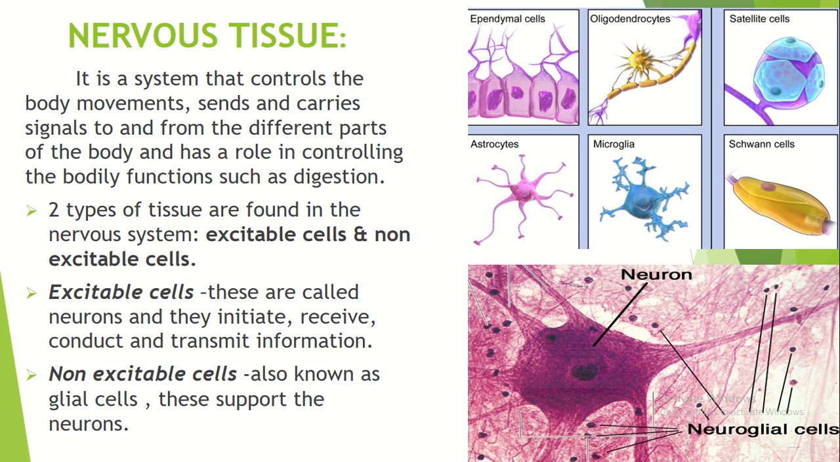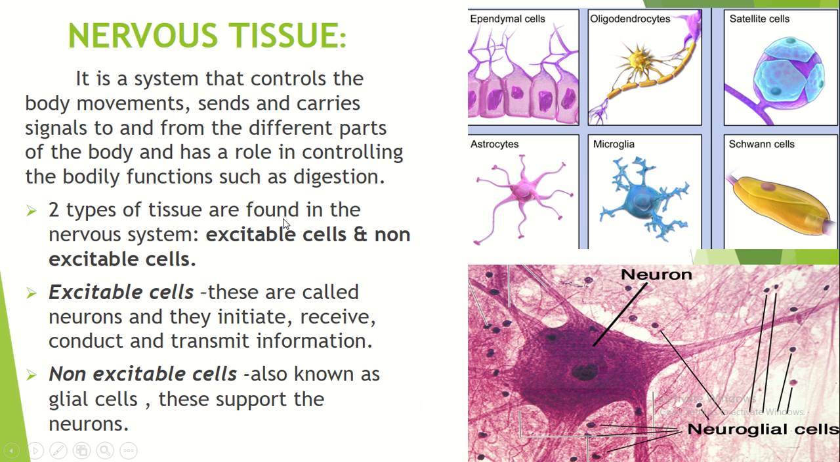So from this nervous tissue, signals are going to different parts of the body, and from different parts of the body, signals are being transmitted to this nervous tissue. These two are performed through this nervous tissue, and it has a role in controlling the bodily functions. Some bodily functions are being controlled by the nervous tissue, such as digestion. For example, I gave digestion. Many bodily functions are being controlled by this nervous tissue.